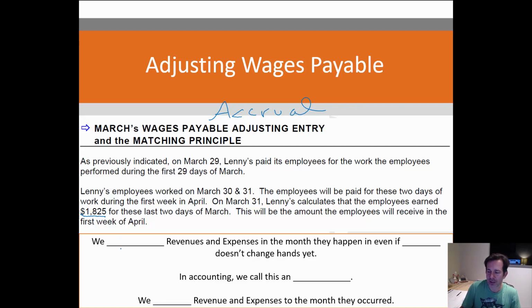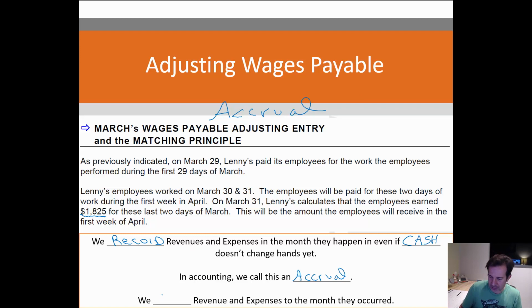So down here, it says we record revenues and expenses in the month they happen, even if money or cash doesn't change hands in that month. That's called accrual accounting. We call that an accrual. We record an entry even if money didn't trade hands. And accounts receivable, when we sell something on account, that's an accrual. We sold something, money hasn't traded hands, but we still record it.